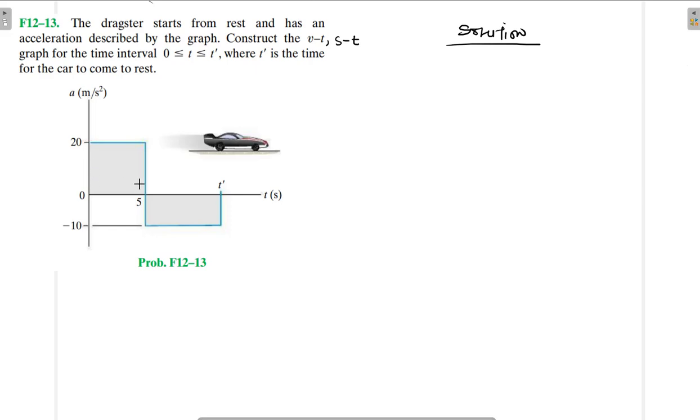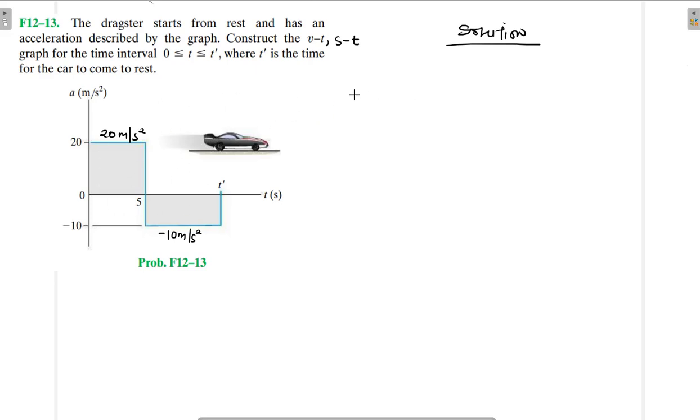So this is the acceleration here. From 0 to 5 seconds, the acceleration is constant at 20 meters per second squared. Every second, the velocity increases by 20 meters per second. Then we have negative 10 meters per second squared from 5 to t prime. The dragster is accelerating in the negative direction, or decelerating, right?